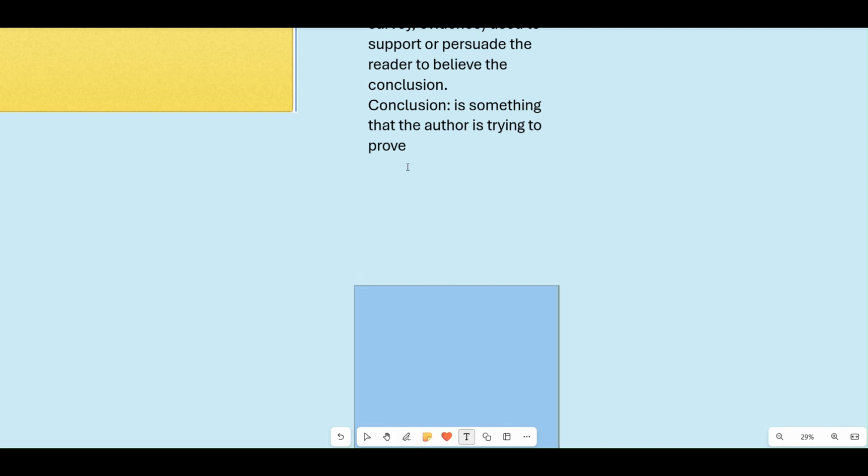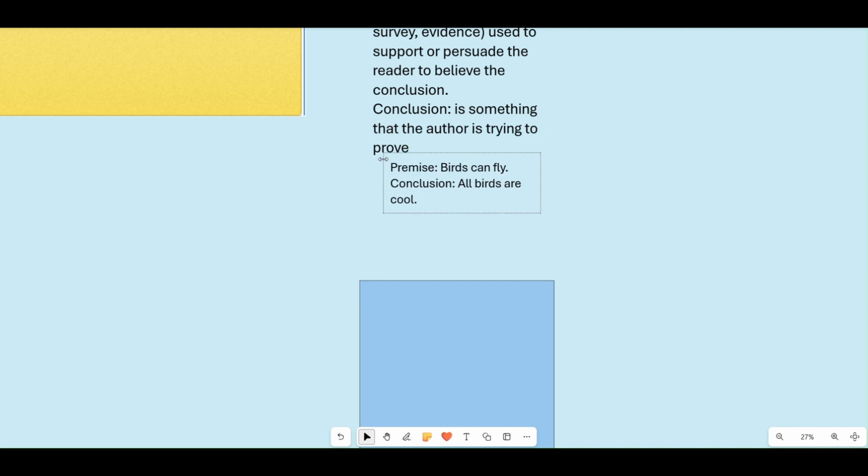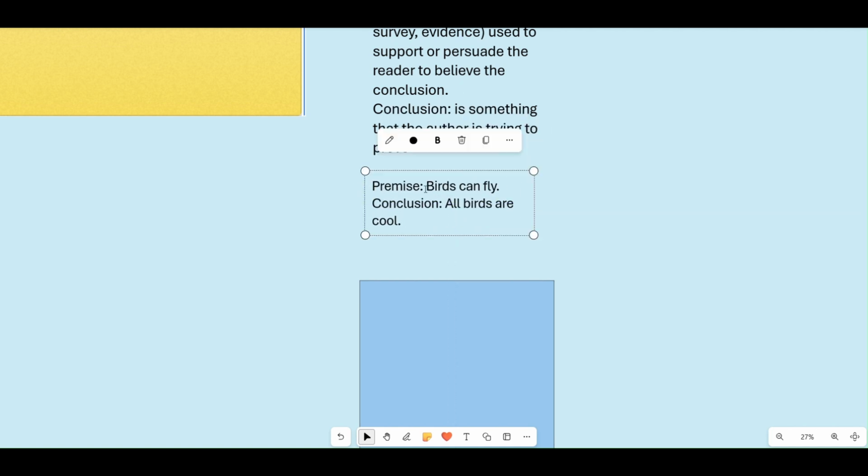Now, just to illustrate a really simple case of premises and conclusions, in case someone hasn't understood it yet. I want to try to persuade people that all birds are, let's say, cool. And why? Because birds can fly. So this is a pretty simple argument. My argument is that birds can fly, and therefore, just to make it even more obvious, all birds are cool.